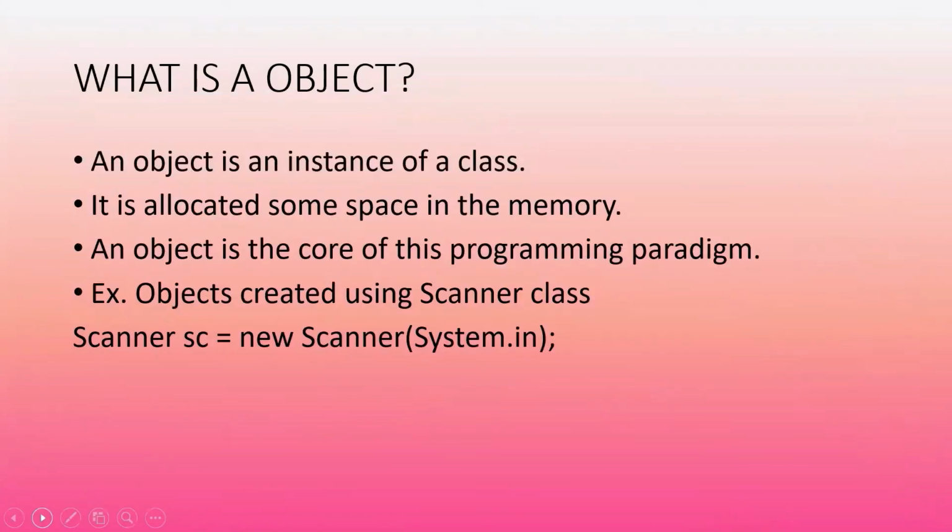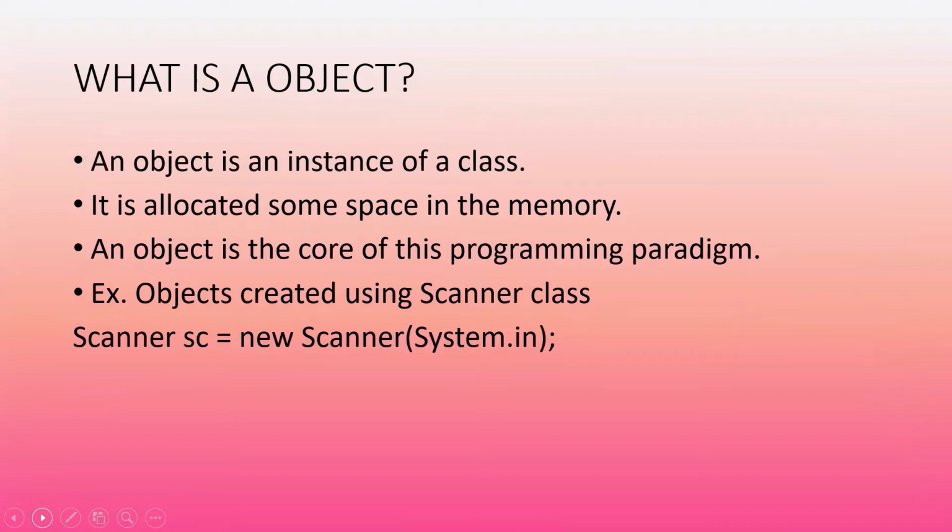Now, what exactly is an object? An object is an instance of the class. It is a sample or an example of the class. This object is created from the class itself, from the blueprint, when the program executes. It can consist of variables and arrays, and this is allocated space in the memory, unlike the class.